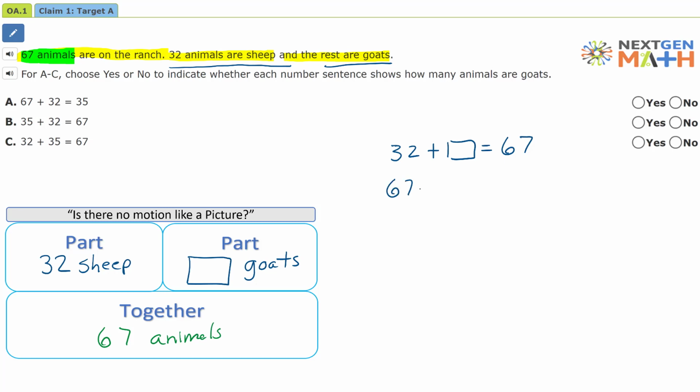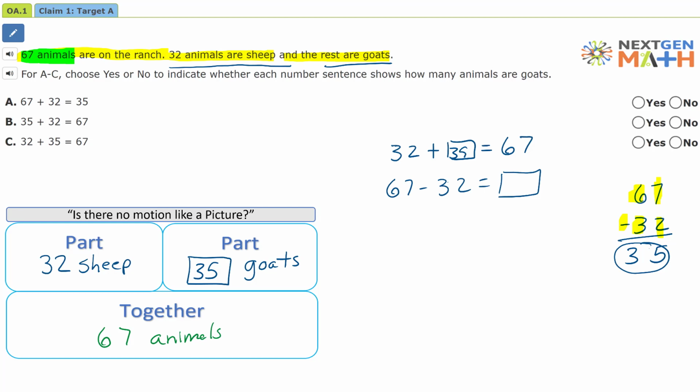Well, to do that, we know that addition and subtraction are related. This will give us our unknown number. So here's 67. We'll work these details here. 67 minus 32. When we subtract 7 minus 2, that is equal to 5. And now we're going to subtract 6 tens minus 3 tens, that's 3 tens. Or the answer is 35. So 35 of the animals were goats.